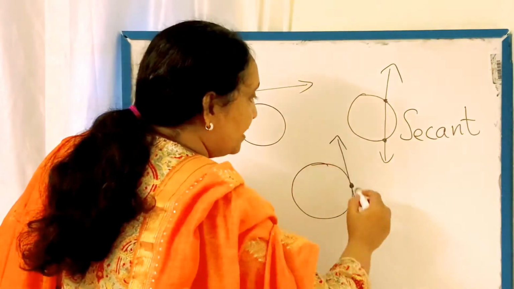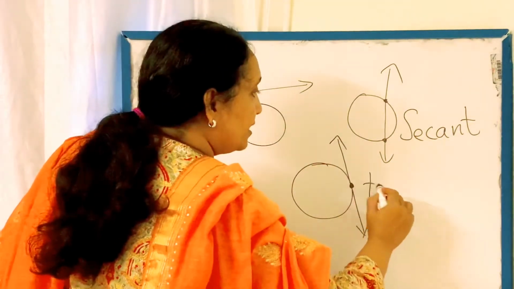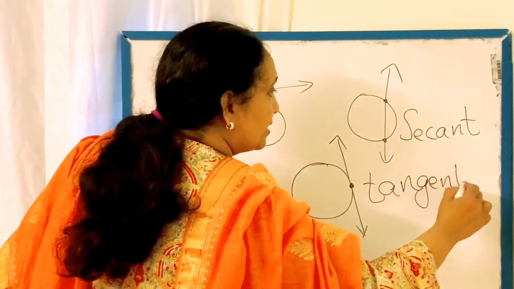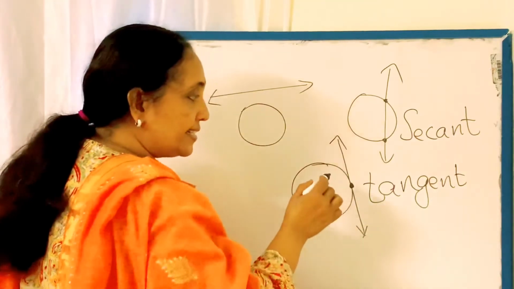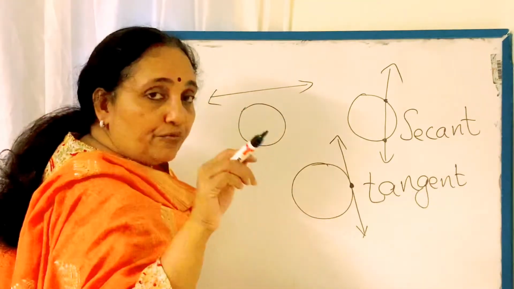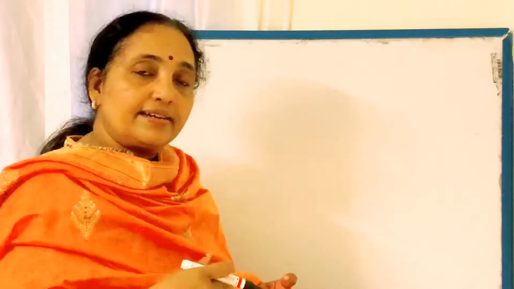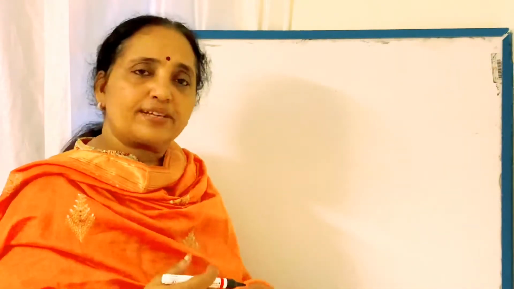Here, this line is called the tangent to the circle. Tangent means a line which intersects a circle at 1 point, exactly 1 point. Then how many tangents can we draw for a circle?